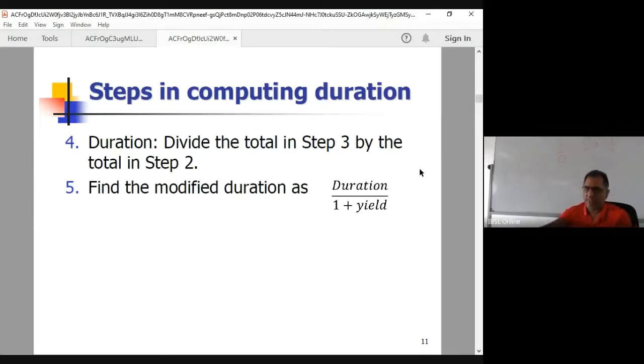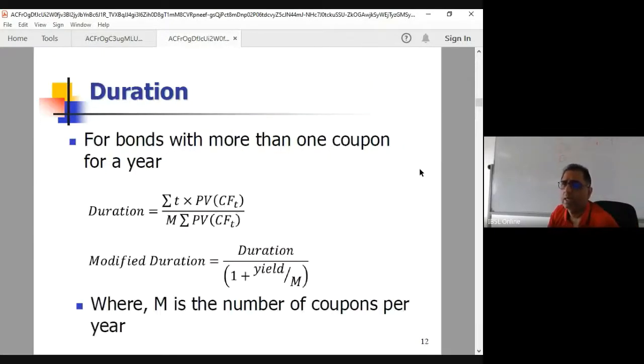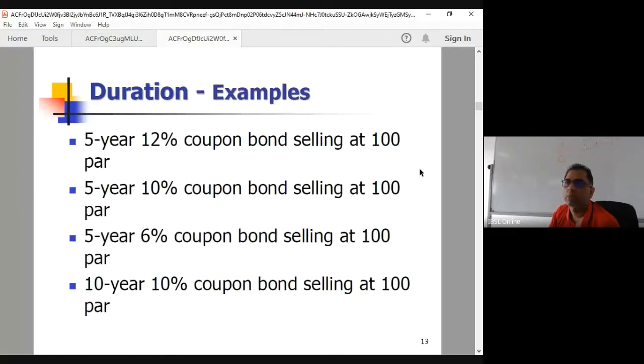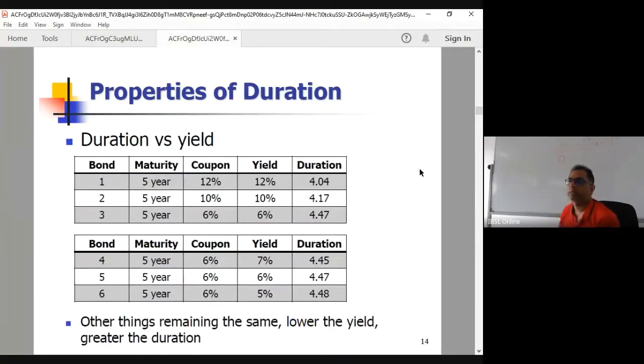So let's do the exact thing without going through all that. With bonds with more than one coupon in a year, you present value all the coupons basically. Okay, now let's go into an example, it might be easier. Look at this one here.